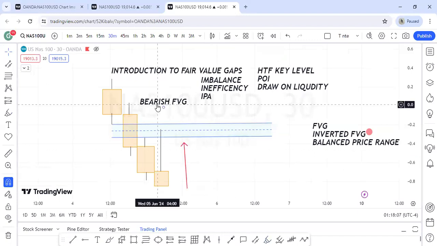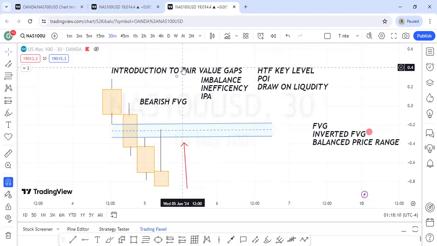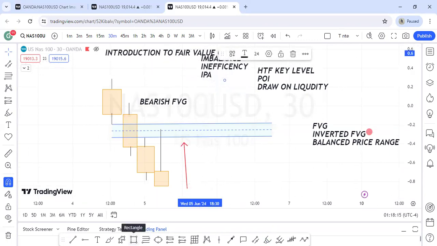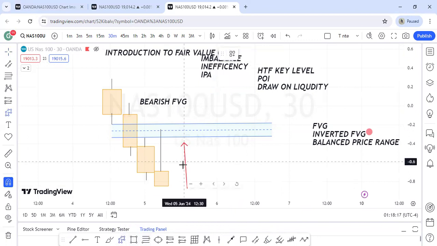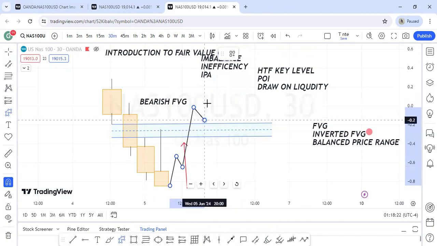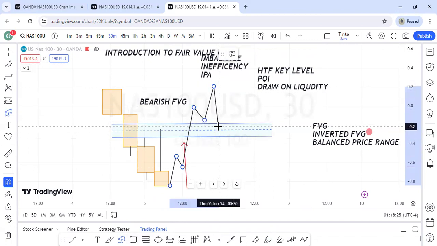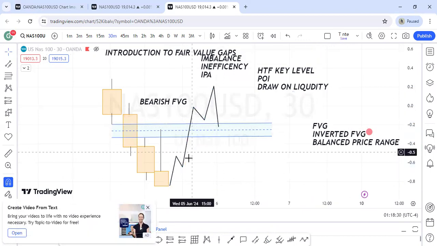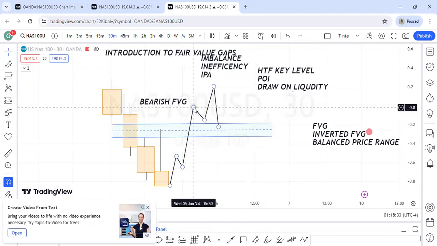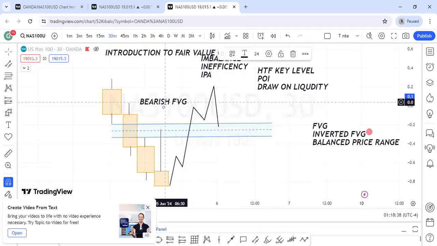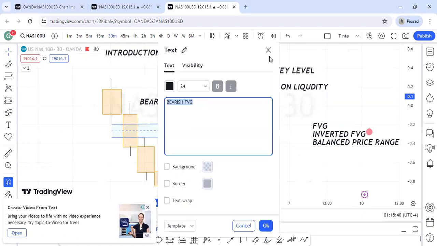Now an inverted fair value gap appears when the market breaches an old fair value gap. What do I mean? For instance, the market is able to breach this imbalance and then comes back to tap it in the future. So it's like a break and retest, right? When the market is able to break through a fair value gap and returns back to that fair value gap, it's no more a bearish gap. It now becomes a bullish inverted fair value gap, right?